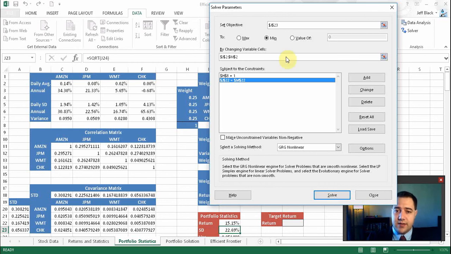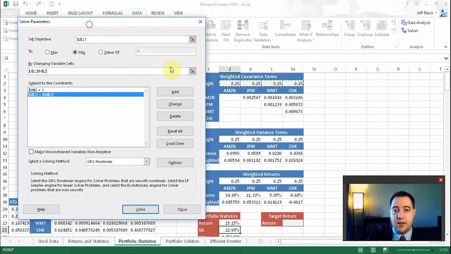How is it going to do this? It's going to change how much we invest in the 4 different stocks. By changing cells J2 through M2, or how much we've invested, this is going to change throughout the entire spreadsheet, and it's going to change our return and our standard deviation. Hopefully what we get is minimized standard deviation for a given level of return.